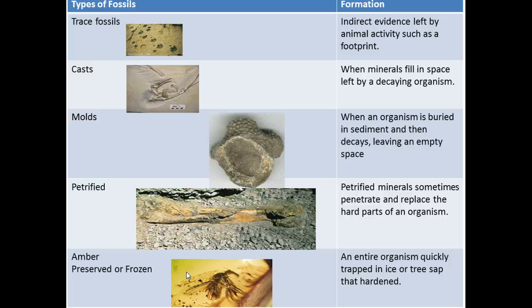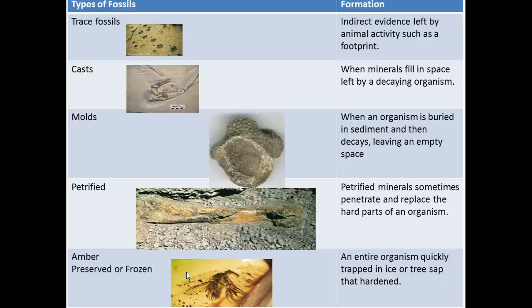Trace fossils show animal activity. Cast fossils are minerals that fill up the space left by the decaying organisms. We have molds. When organisms were buried, the sediment filled in, leaving an empty space. And then we have petrified, where the minerals replace the hard parts of an organism. And then there's amber or frozen, where a whole entire organism is trapped in that amber or ice.